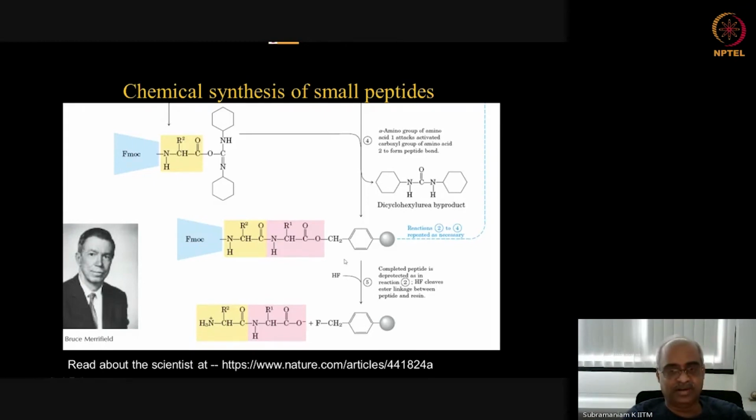Finally, after this is repeated, the third cycle will be, again you need to deprotect this using mild organic base as we saw in step 2. Then like step 3, the next amino acid needs to be activated with the DCC, and then you will combine the two, they will react and the chain will grow. And once the required polypeptide chain is done, then you use hydrofluoric acid to cleave this from the matrix and the peptide comes out.